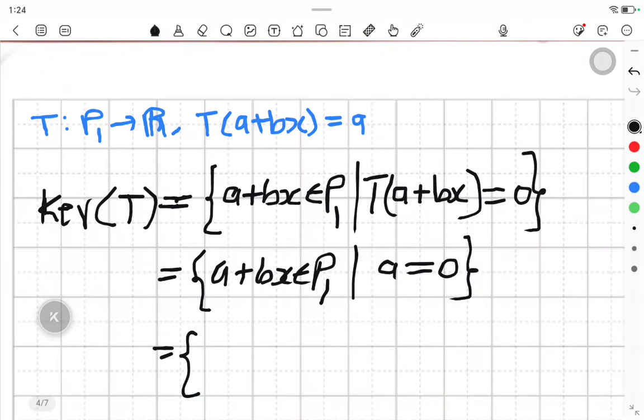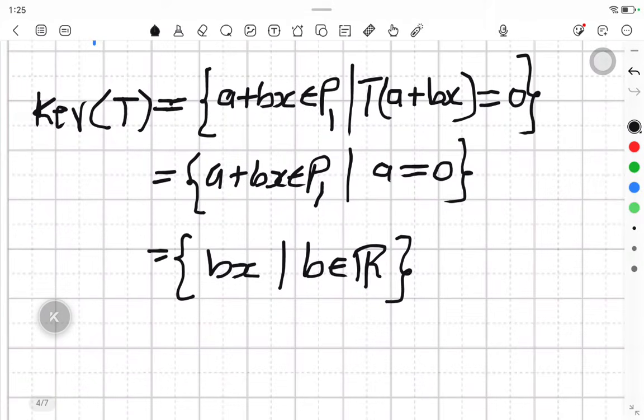According to this, if we plug our 0 here, we're going to get BX. Let me also define B as an element of the real numbers. You see, right? Now let's see. We have this. What do you think our span will be here?